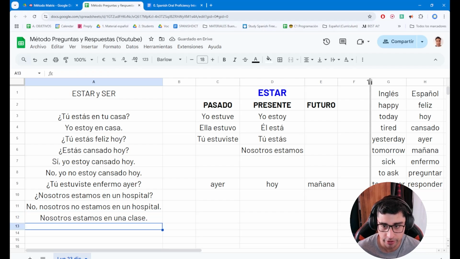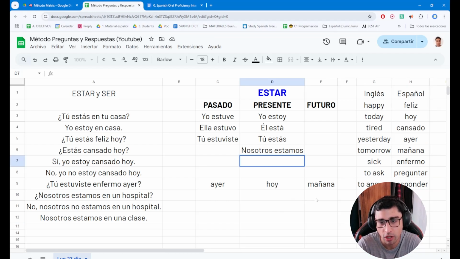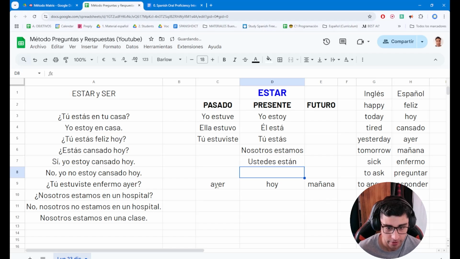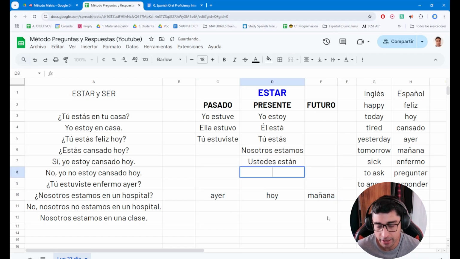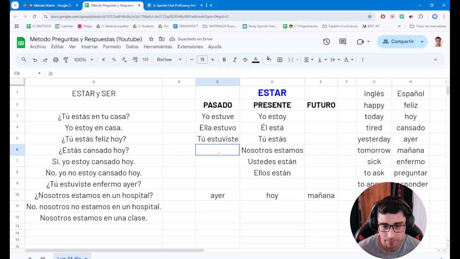Let's continue with this. Try to think how would you say you all are, okay? You would say, ustedes están. Now let's try to say, they are. Try to think on your own. If you don't know, don't worry. We are learning here. Ellos están. They are. Okay?